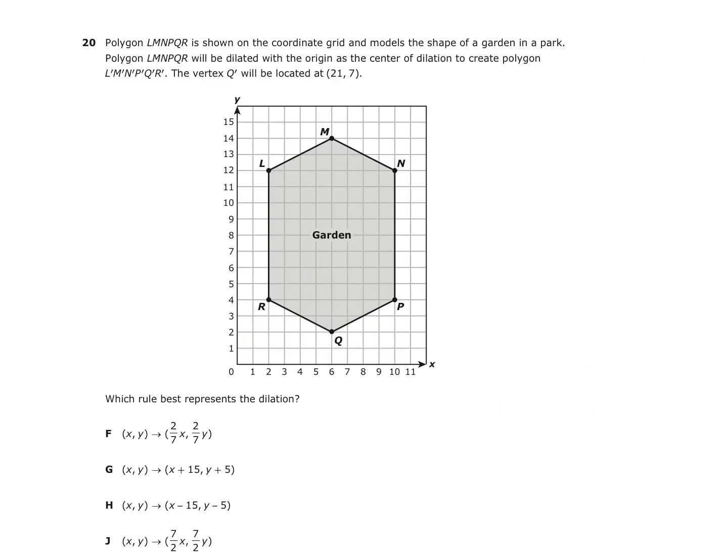The given polygon is shown on the coordinate grid and models the shape of a garden in a park. So the given polygon LMNPQR will be dilated with the origin as the center of dilation to create a polygon L prime, M prime, N prime, P prime, Q prime, R prime. So the vertex Q prime will be located at (21, 7). So we're going to have (21, 7) is Q prime.